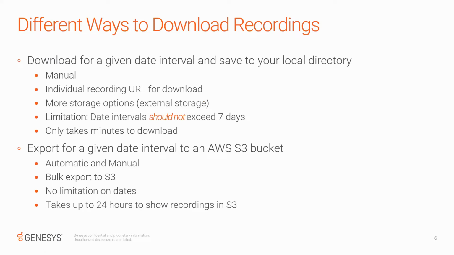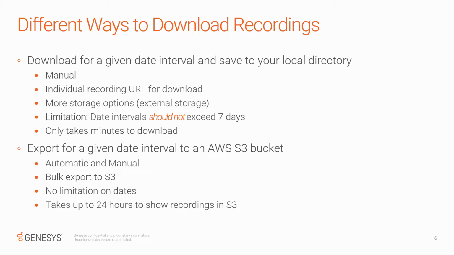So as we have mentioned a while ago, there are two ways to download the recordings. The first is to save to your local directory. This one is pretty manual, wherein you have to call different APIs so that you can achieve the recordings. This also has individual recording URLs for download, but it has more storage options. You can also save it to an external storage. But the limitation for this approach is that the date interval should not exceed 7 days. But also, it only takes a few minutes to download.